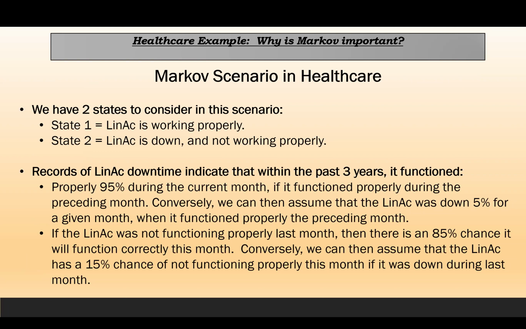And then the next little paragraph is basically telling you that there is an 85% chance that it will function correctly this month if it was not functioning correctly last month. And conversely, there's a 15% chance of it not functioning properly this month if it was not functioning properly last month.